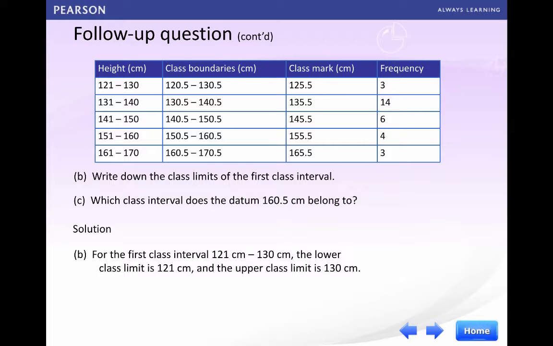Which class interval does the data 160.5 cm belong to? Because it's 160.5 cm, after rounding off, it should go to the last interval. That means the interval of 161 cm to 170 cm.